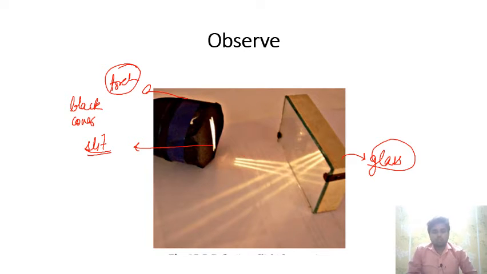Okay, students, you have to see the light coming from the torch, that is, from the slit. When the light is coming towards the mirror, this is known as incident light. Now, what does this mirror do? Actually, it reflects back the light, so this light is known as reflected light.